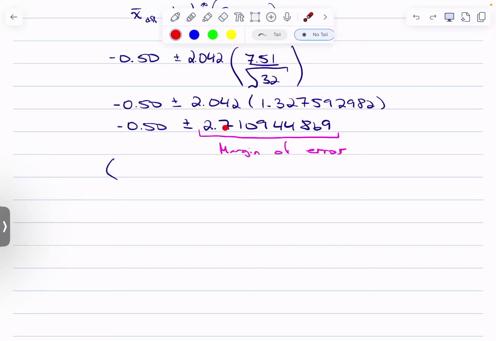Let's round to 2 decimal places just because I'm being lazy. Negative 0.5 minus 2.71, I get negative 3.21, up to negative 0.5 plus 2.71, up to 2.21, to 2 decimal places.